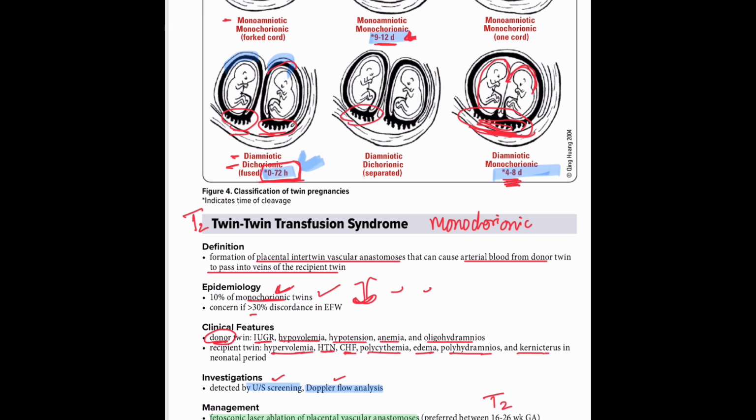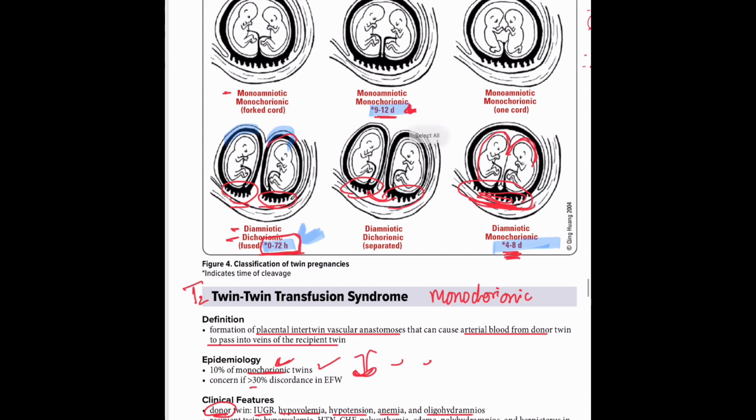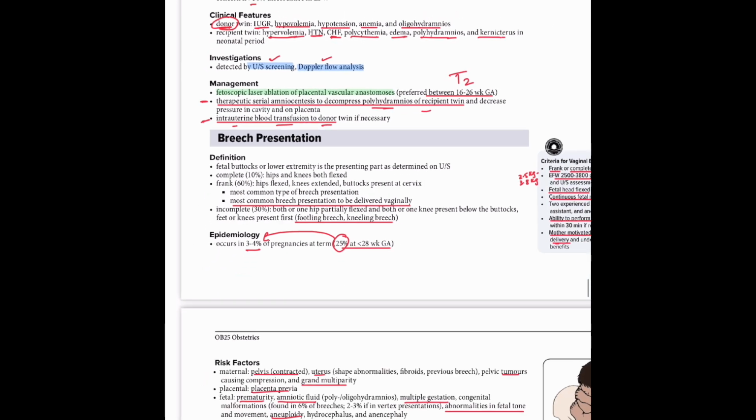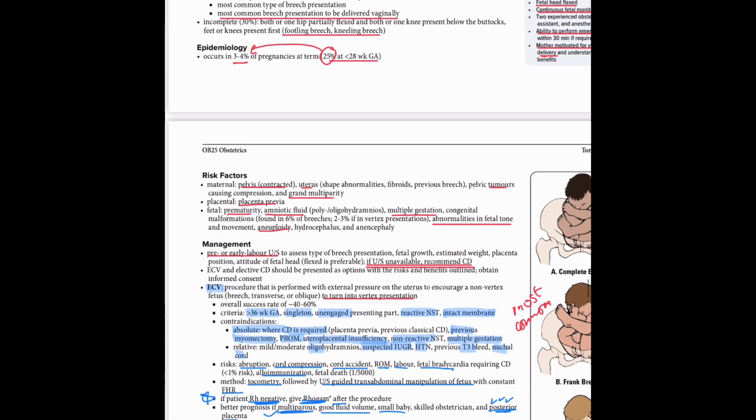The ones who don't even share a placenta, how can they make anastomosis, right? I mean, not sure, but in monochorionic, of course they would. Like, there's no question. Okay, breech presentation. So here comes the malpresentation.